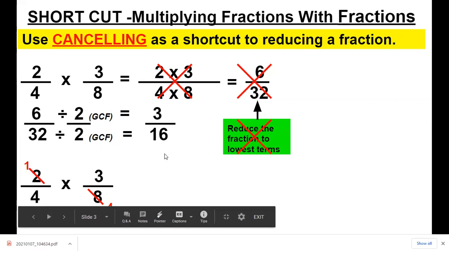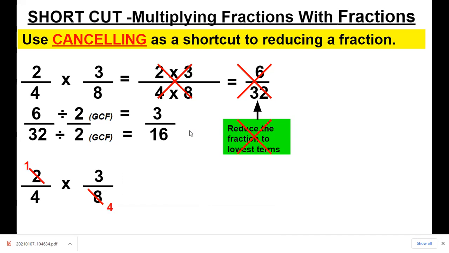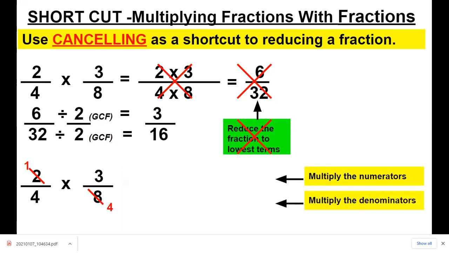4. There we go. And I can't cancel anything further, so I'm done. So now I just multiply the numerators, multiply the denominators.